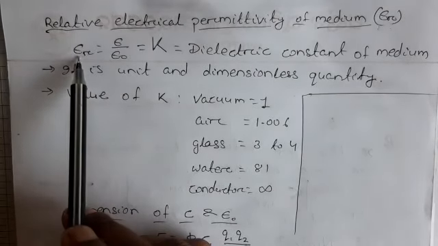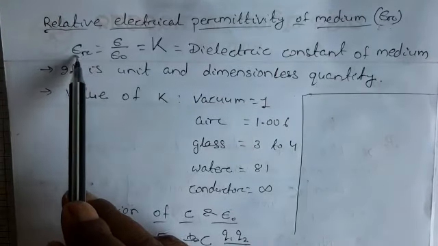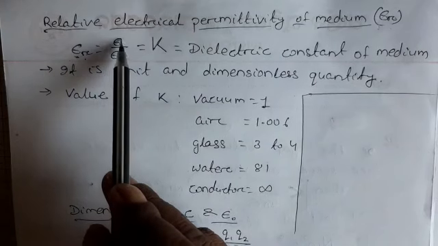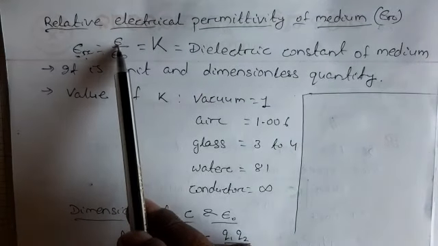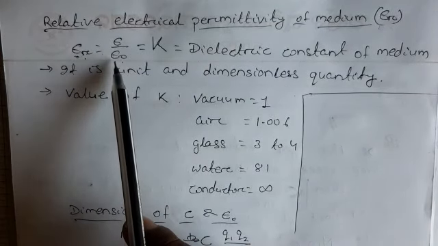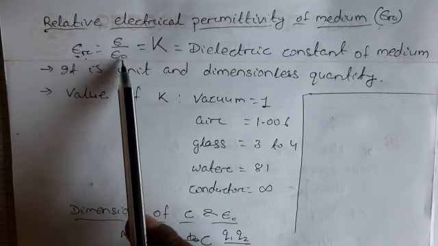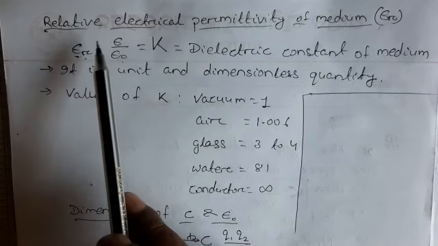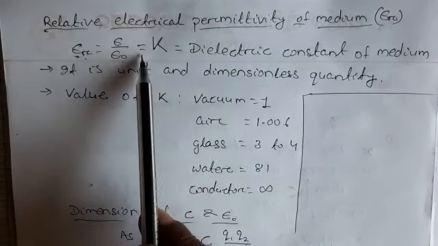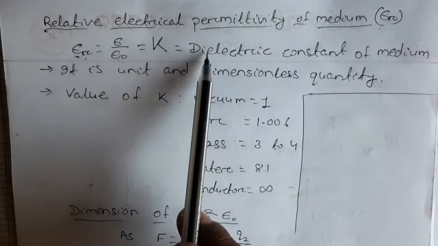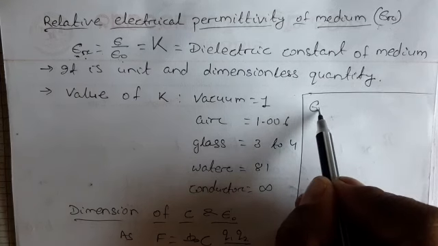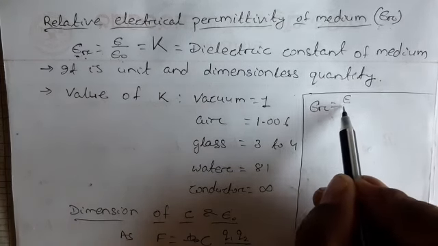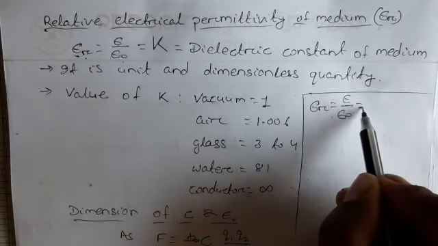This relative electrical permittivity of medium is represented by epsilon r, which is equal to epsilon by epsilon naught. What is epsilon? You know that absolute electrical permittivity of medium is epsilon. Absolute electrical permittivity of free space is epsilon naught. This ratio is called relative electrical permittivity, or that is equal to K, or this is also called dielectric constant. Or I can write epsilon r equal to epsilon by epsilon naught, which is equal to K.